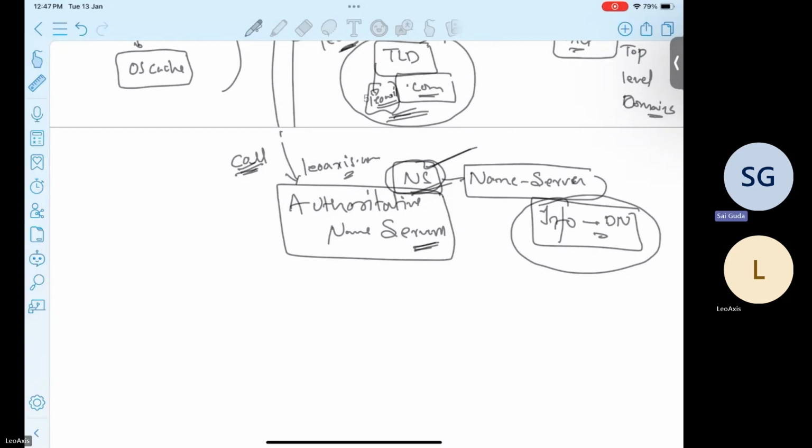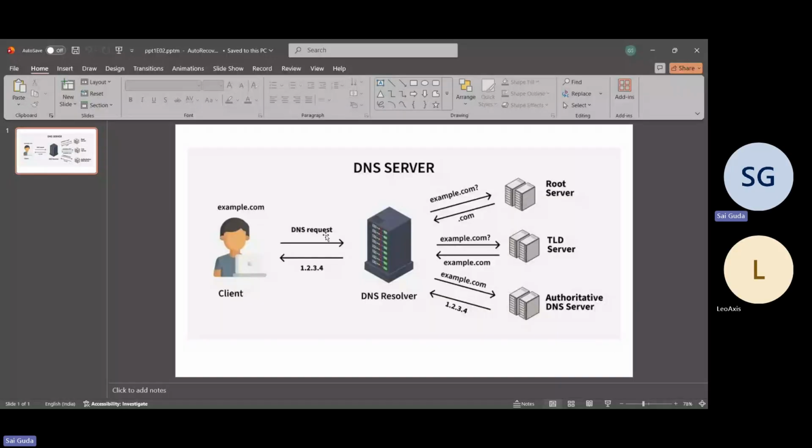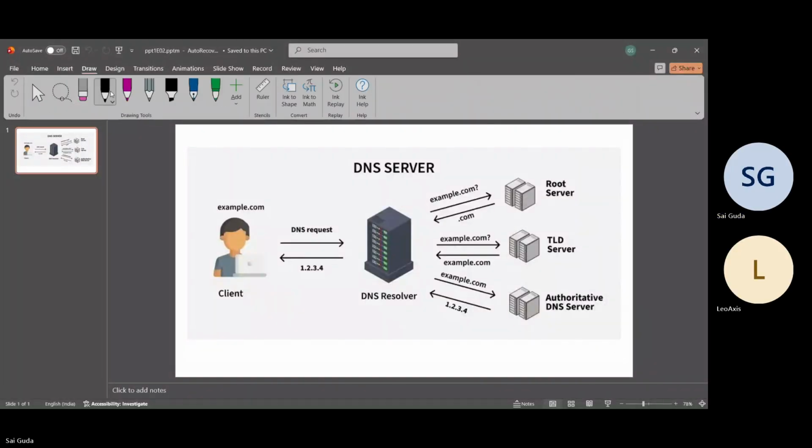Let me show you a simple image to make it clearer. If you see this slide, you can understand here. Let's say this is me, the client, trying to search for a website, example.com. But the internet doesn't know this name; it only understands numbers. Who helps us get the exact location of the example.com server? First, our system checks the browser cache. If the details are not found, it checks the OS cache. If they are still not found, our system contacts the DNS server. A DNS server is not a single server.